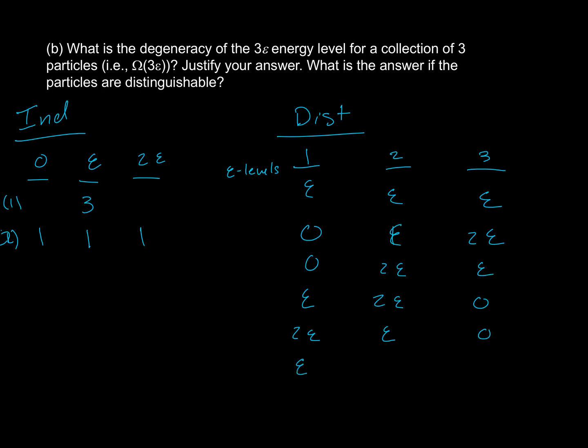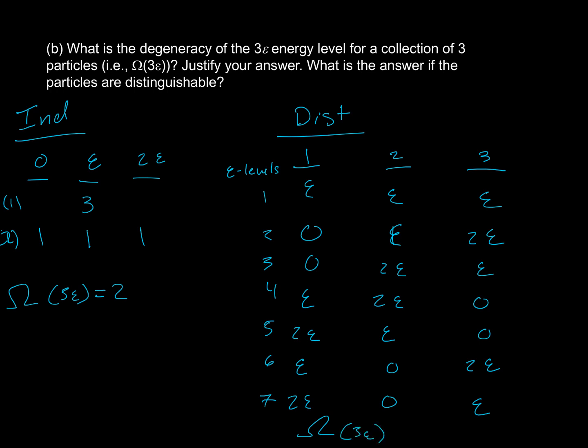Just trying to swap them out. That should be 7 entries, right? 1, 2, 3, 4, 5, 6, 7. So in this case over here, 3 epsilon omega is equal to 2, and in this case here, the degeneracy of the 3 epsilon energy level is 7. Just keeping track of all of the different combinations. Any questions?